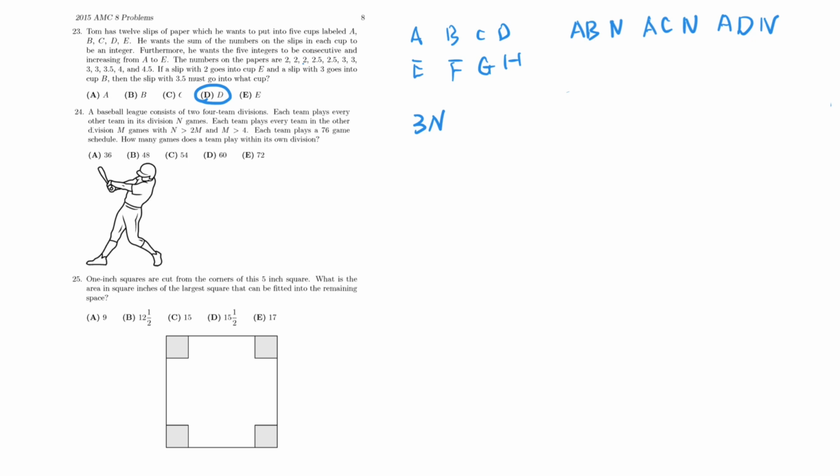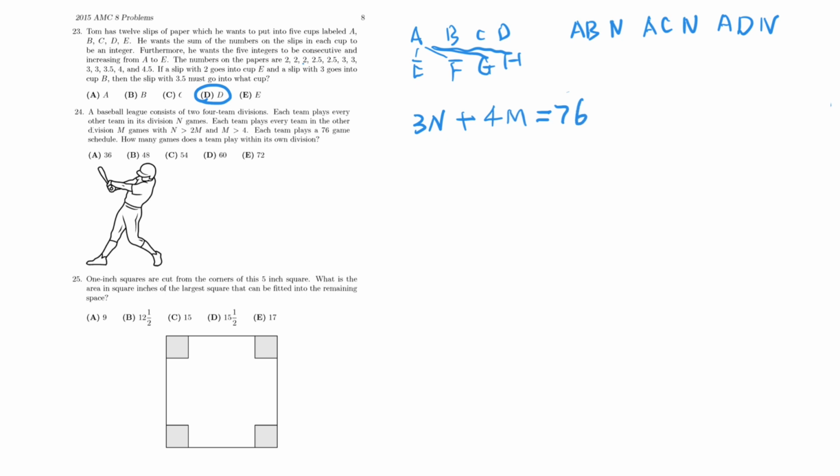And A plays the teams in the other division. So that will be 4 teams, each with M times, that will be 4M. A plays with E M times, F M times, G M times, H M times. Total play is 3N plus 4M. Total games is 76. That means 3N plus 4M equals 76.